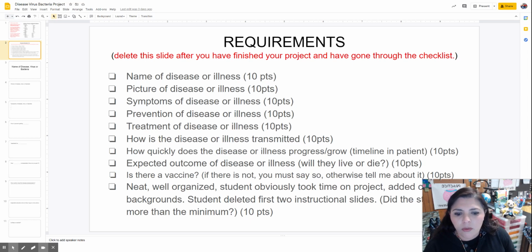I'm also requiring that you delete the first 2 slides, which are instructional slides. After you're finished with the project, just delete slide 1 and 2, and then that will leave you with 9 slides that you will be turning in, okay? Let me go through the slides really quick just to show you that everything I just talked about is going to each have its own slide.